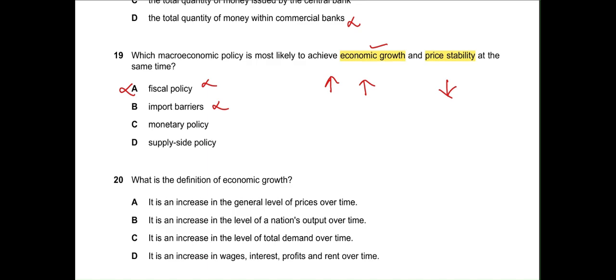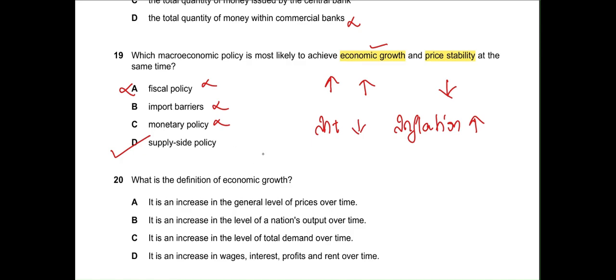Monetary policy, again. One of the monetary policy tools is the interest rate. If I need to decrease the interest rate in order to increase economic growth, again inflation will increase in this case. Why? Because people will demand more, and inflation will rise. So again this is eliminated. So the right answer for this question would be option D.